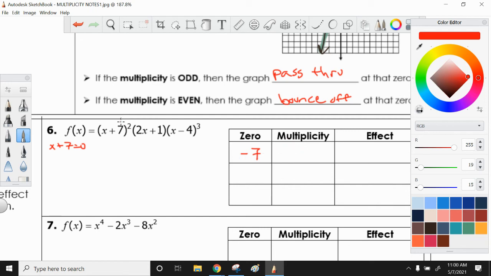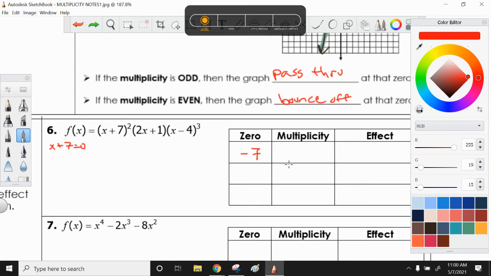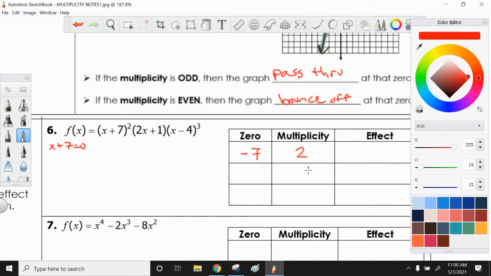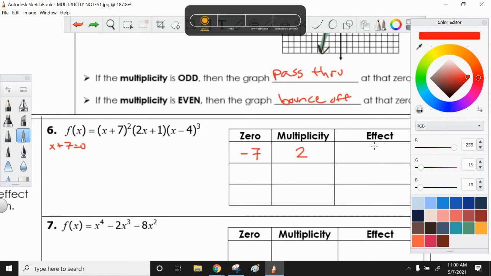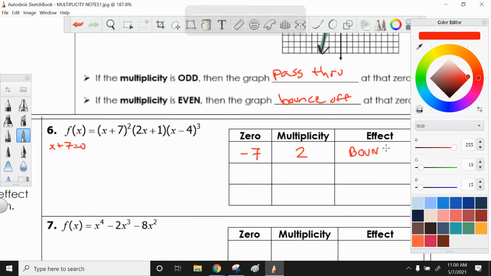Now this has a multiplicity of 2 because it's squared, because there's 2 of them. And that means that we've gone to the intercept, but then back through the intercept. And that means that we've done a bounce effect. Your teacher might have you write turn around or something, but I like bounce, whatever.